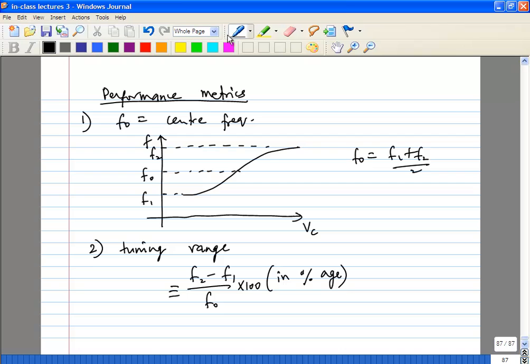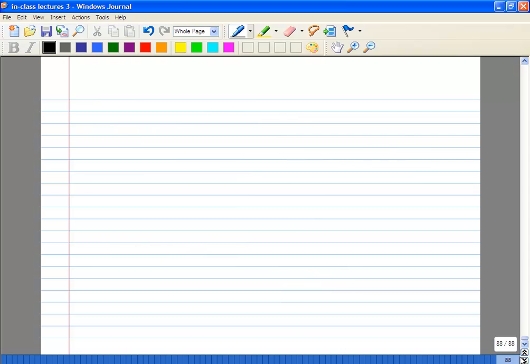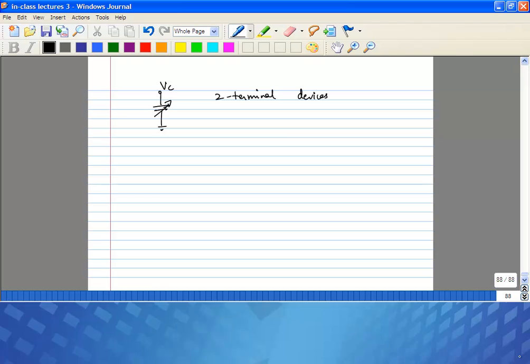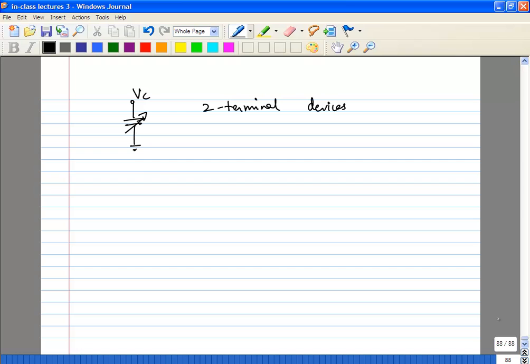How do you tune the oscillator? So remember, we looked at the MOS varactor and the diode varactor, and remember that both of them are two terminal devices. So what you are going to do is put two of them together in a differential configuration. Okay, so it's going to look something like this.